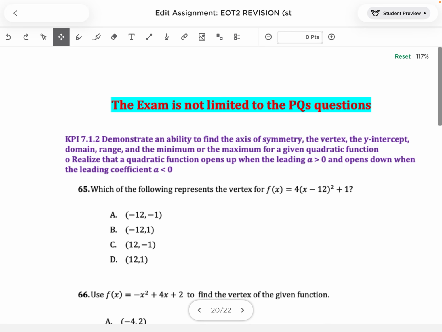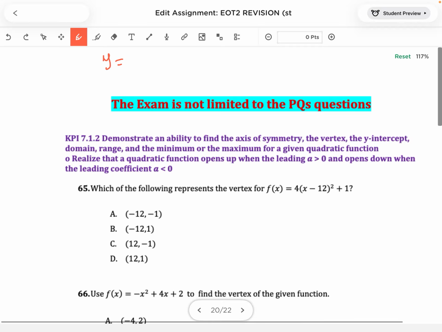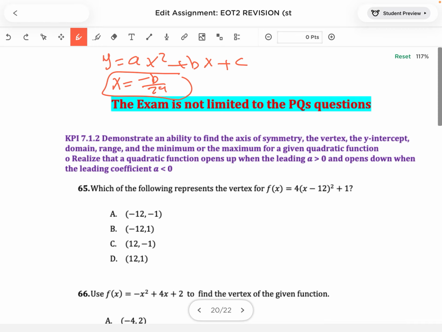Done. Oh, Jamil, nice. Now the quadratic. The question asks us to find a vertex. We agreed this is a form different than the standard form. The standard form is y equals ax squared plus bx plus c, and to find the vertex we have minus b over 2a. We replace it and we get.